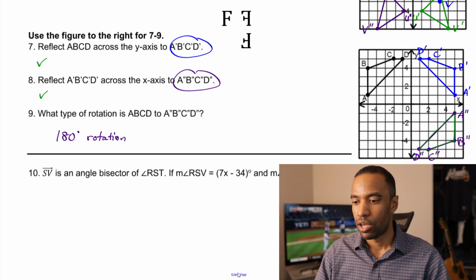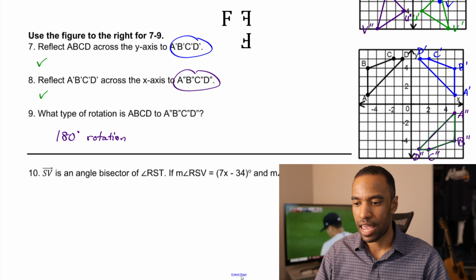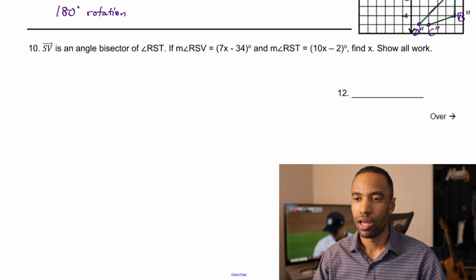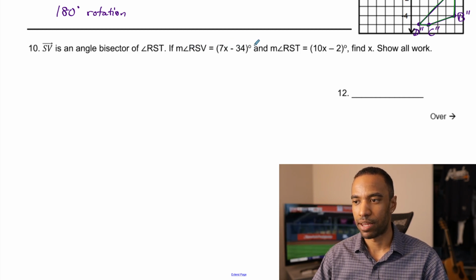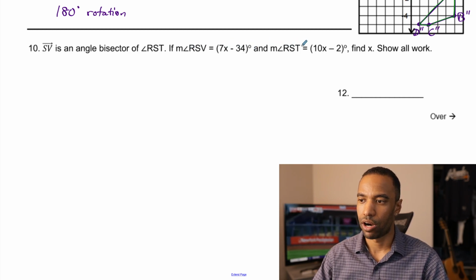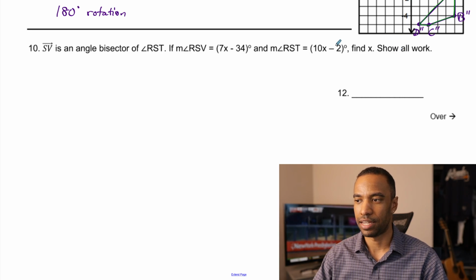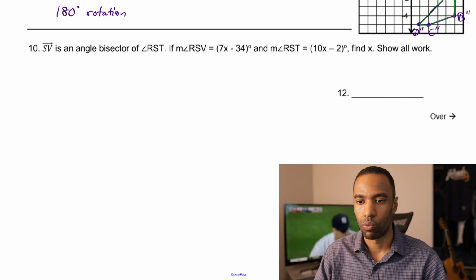Number 10, ray SV is an angle bisector of angle RST. If the measure of angle RSV is 7x minus 34 degrees and the measure of angle RST is 10x minus 2 degrees, find x, show all work.